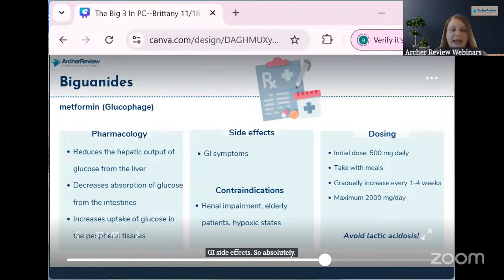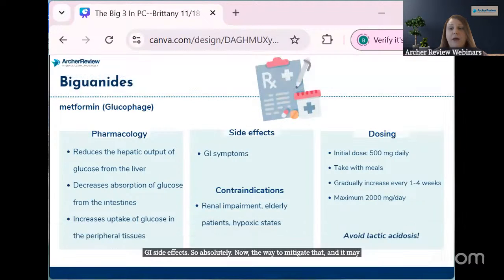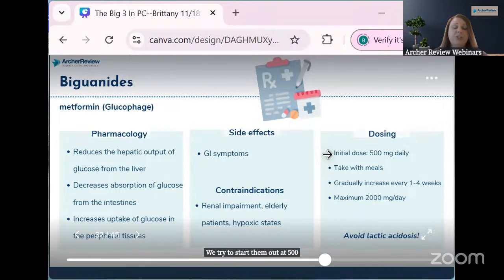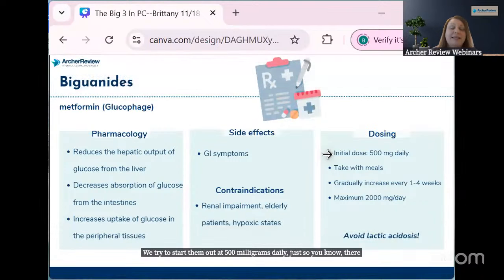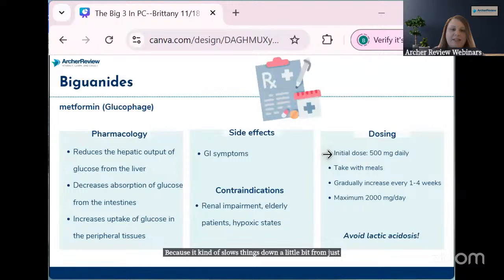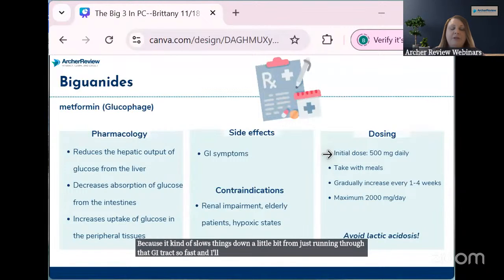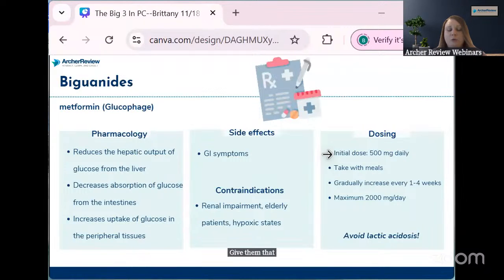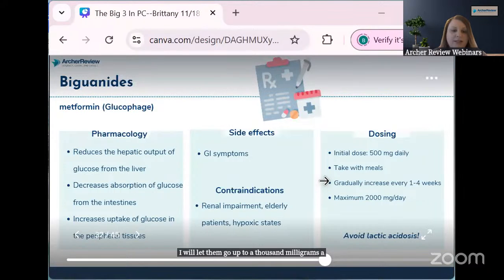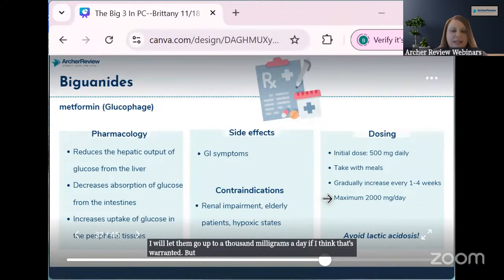Now, the way to mitigate that, and it may not completely resolve, is that we try to start them out at 500 milligrams daily. Just so you know, there is an extended release form of this, and I actually prefer that if the patient can tolerate it, because it slows things down a little bit from just running through that GI tract so fast. I'll start them at 500 milligrams daily with their largest meal of the day. So if it's dinner or whatever, give them that. If they are doing well after a couple of weeks, maybe 4 weeks, I will let them go up to 1,000 milligrams a day if I think that's warranted. But then the max dose is 2,000 milligrams a day.